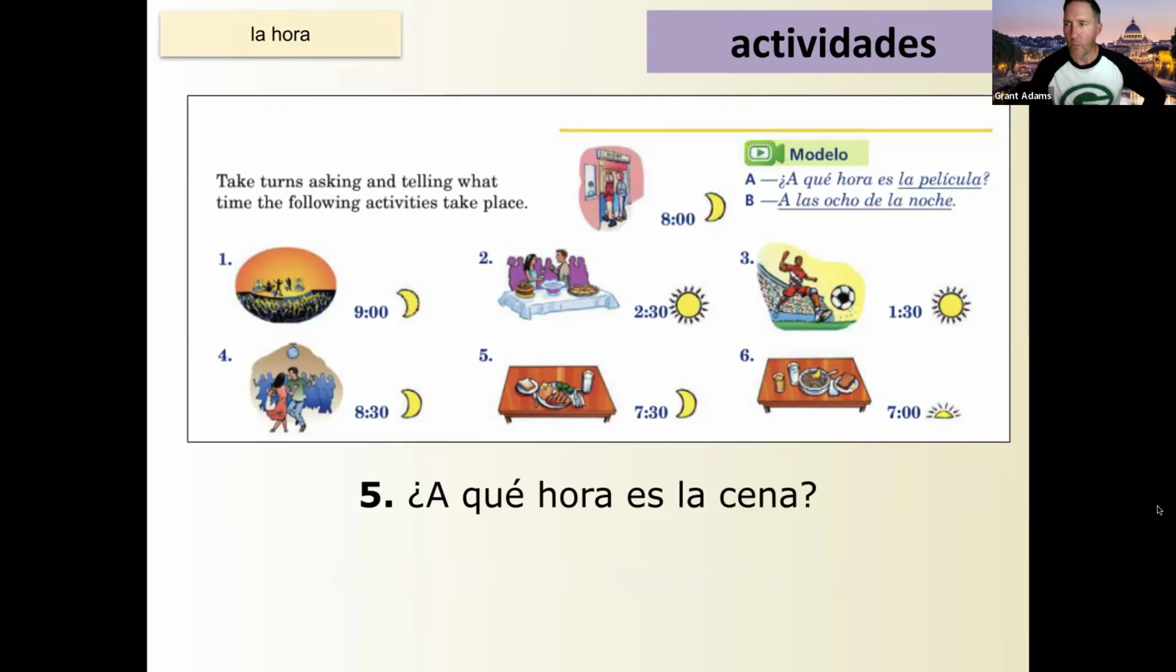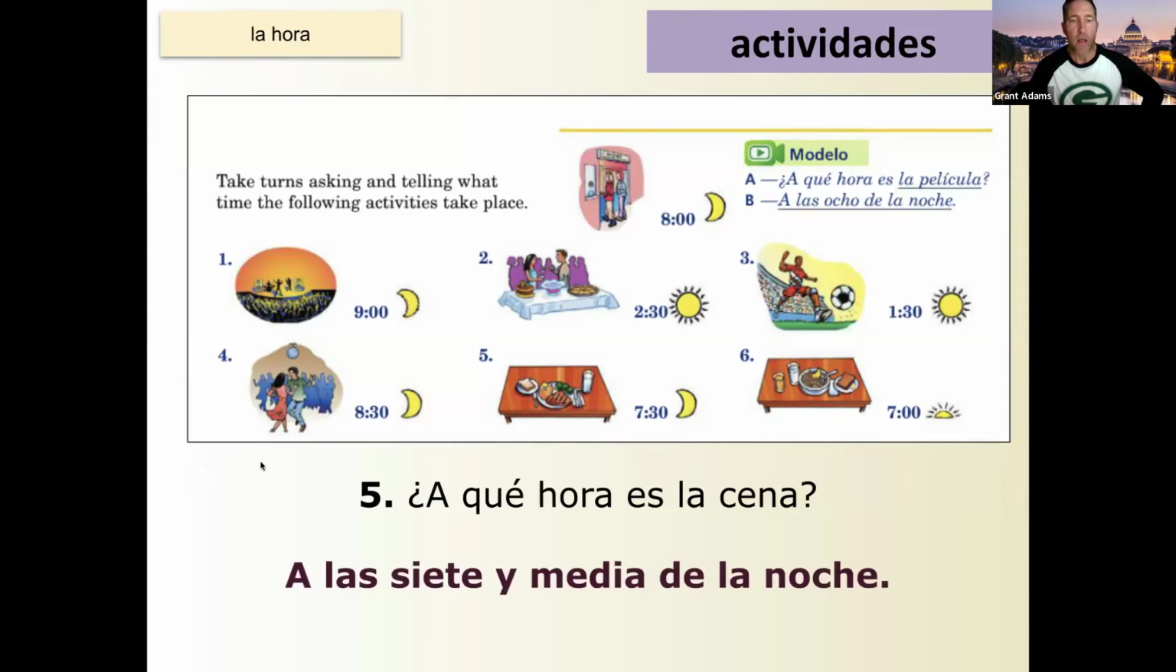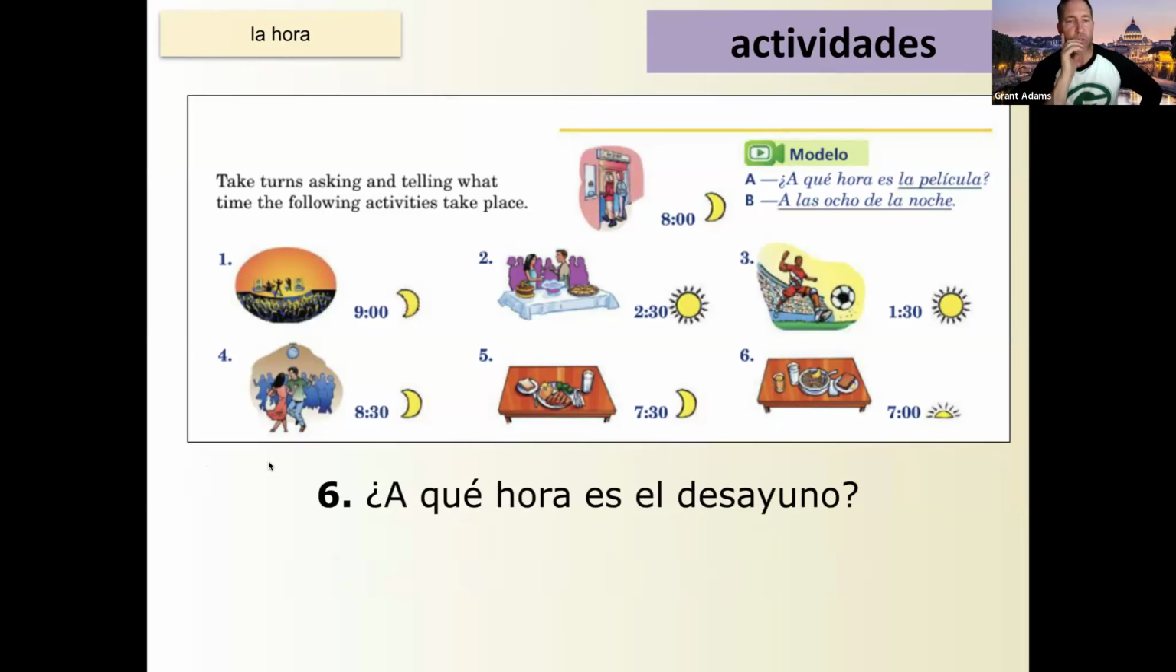Ok. Muy bien. Wow, qué rápido. Muchos están escribiendo todos. 7:30. Ok, rápido. A las 7:30 de la noche. La última, número 6. ¿A qué hora es el desayuno? Desayuno.